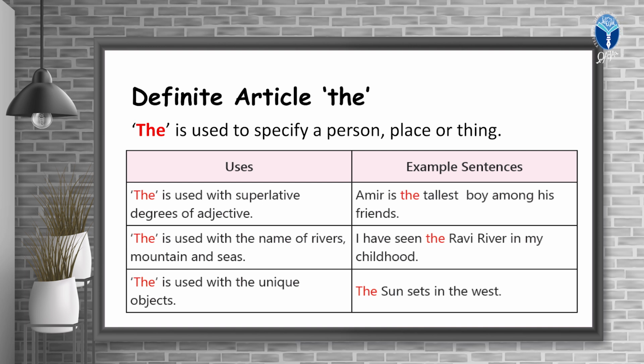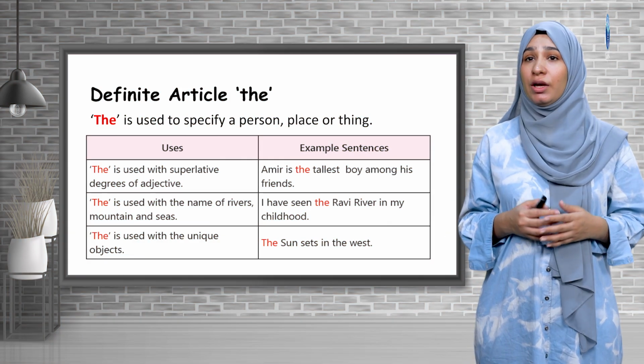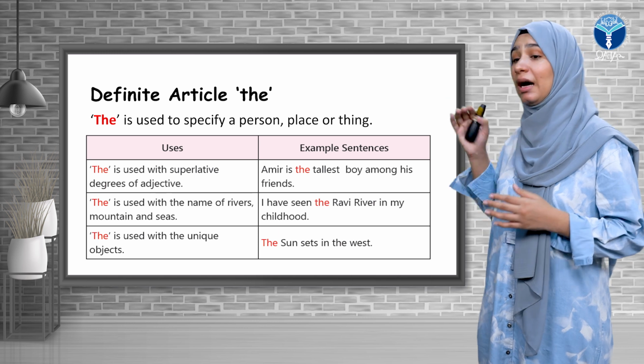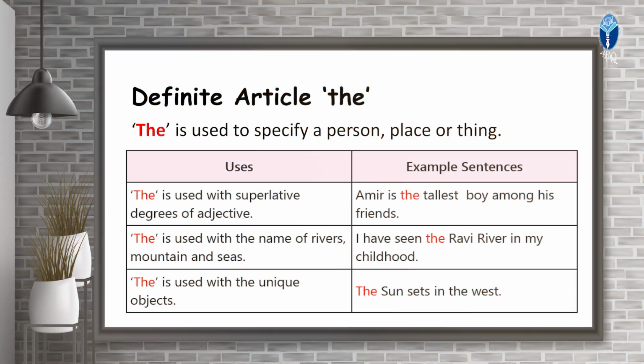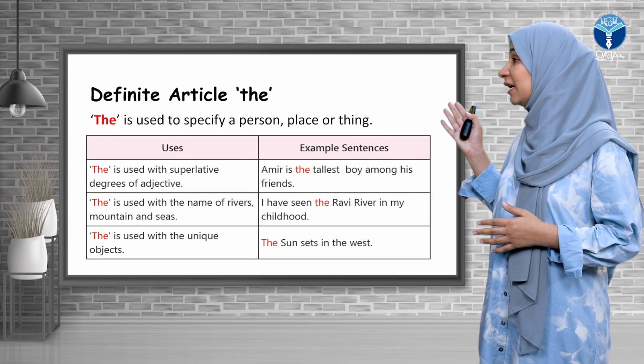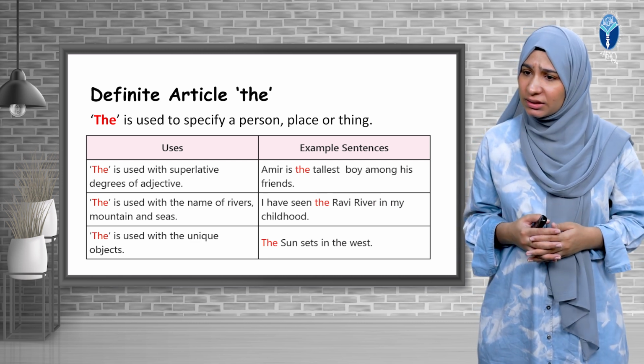Dear children, you said it absolutely right. The river Ravi. Yes, I have seen the river Ravi in my childhood. We are using article the before the word river because it is a proper noun. And we are using the with the name of rivers, seas and mountains. Now, the is used with the unique objects. Do you know any unique objects?